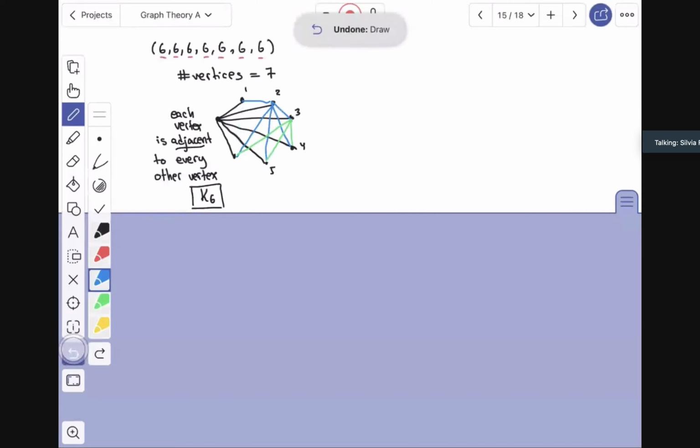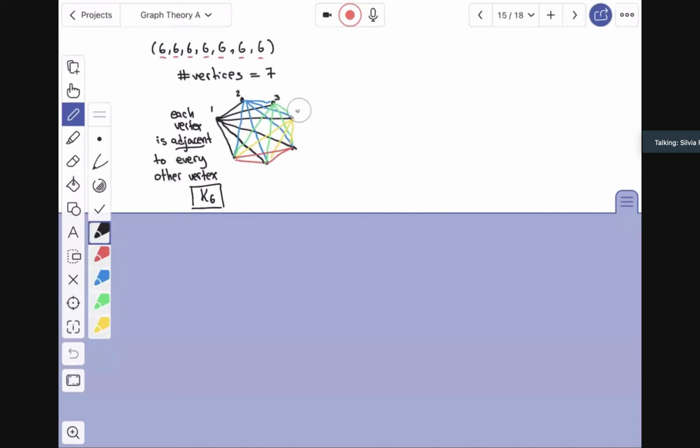Just to be organized. So I started with this one. That's my first vertex, and then this one I have 5 more, and here I have 4 more, and here I have 3 more, and here I have 2 more, and the last one. So all of those have degree 6. That would be the K6.